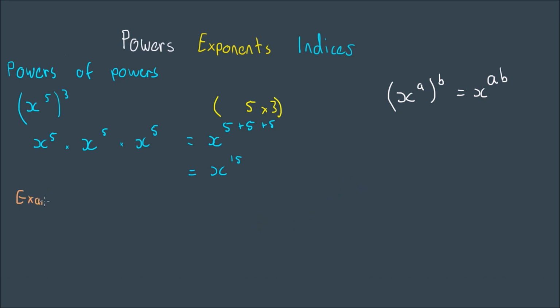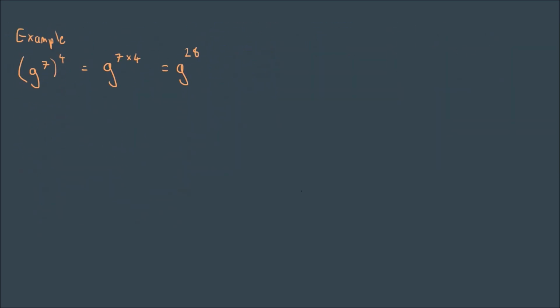So here's an example. g to the power of 7, all of that to the power of 4. Just using our rule, we have to multiply 7 times 4, and that's going to give us g to the power of 28.